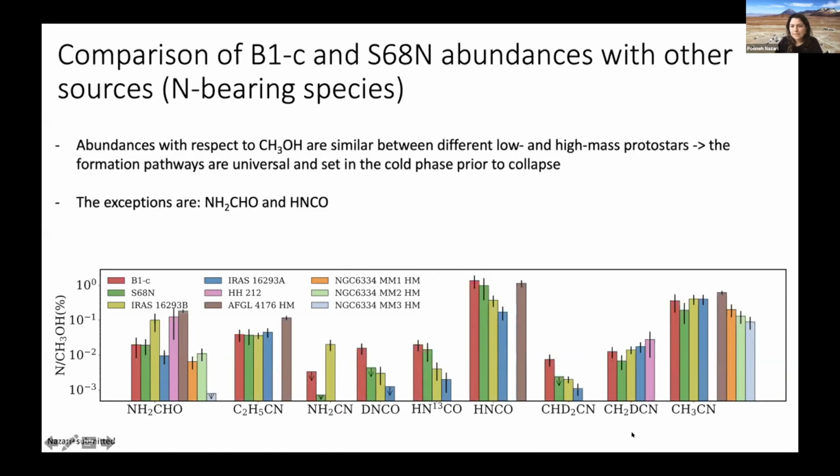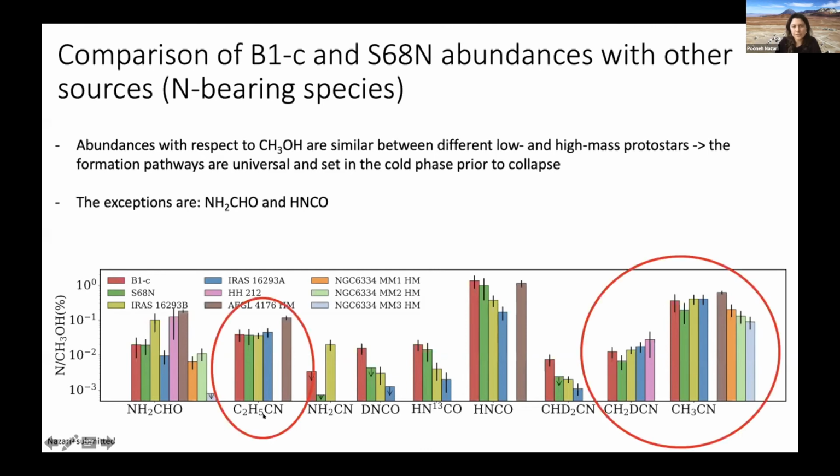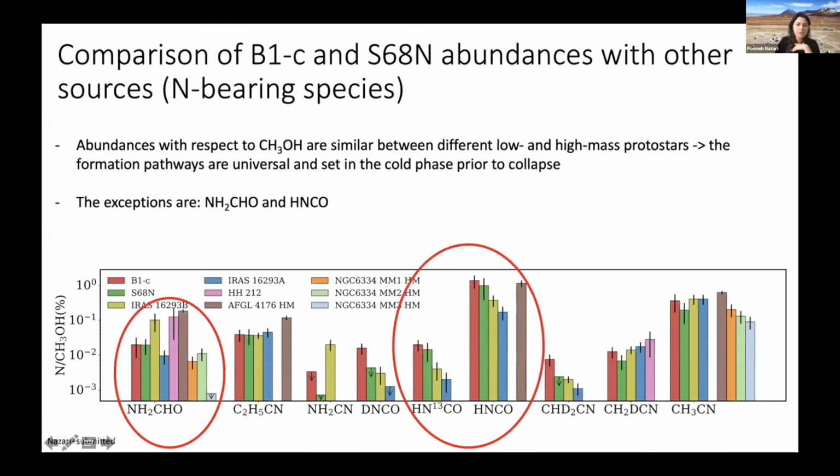And so, showing you the rest of this plot, this is showing all the N-bearing species that we found. For some molecules like C2H5CN, we see that this ratio is pretty constant between the different sources. And this is already very interesting because this could mean that this abundance ratio is already set in the cold phase prior to collapse and doesn't depend on the different sources. However, there are also some exceptions. For example, NH2CHO shows these variations between the different sources.